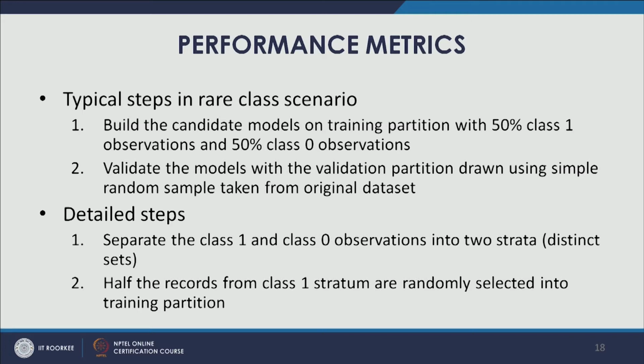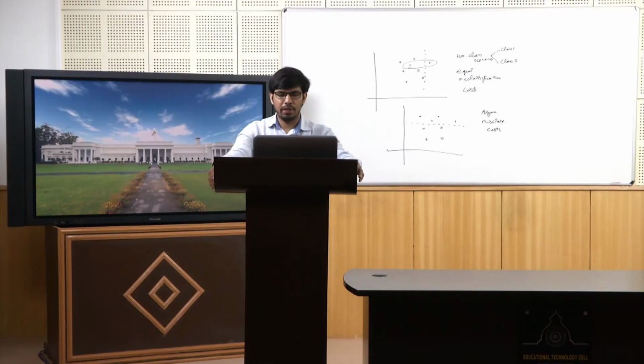Now validate the models. This is the approach we would like to follow: validate the model with a validation partition drawn using simple random sampling taken from the original data set. So the regular data set. We would like to have the validation partition taken from the regular data set.